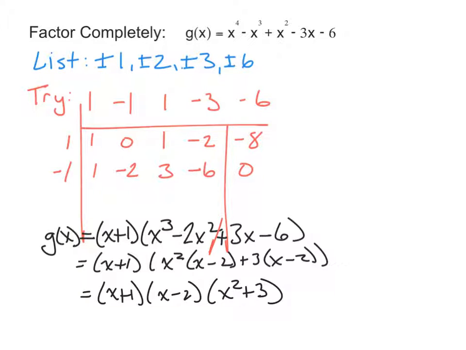So the 3 zeros are going to be -1 from the first one, 2 from the second one, and from the third one, that'll give us plus or minus the square root of 3i.